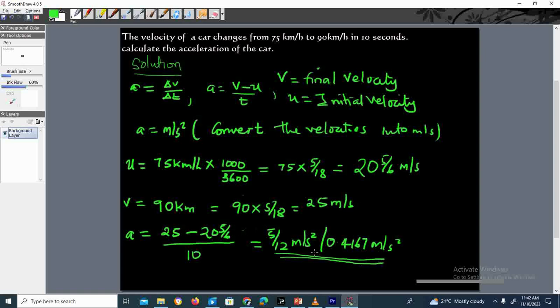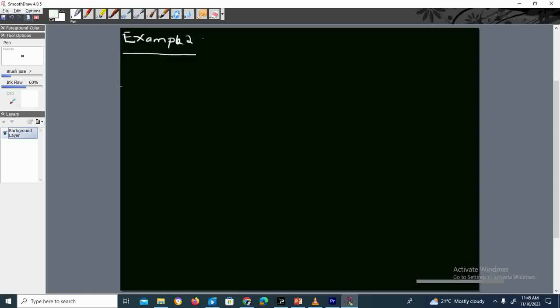Sometimes the velocity decreases, like in the case of a car applying brakes. Maybe it was at 20 meters per second, and now it decelerates or reduces its speed until it stops at 0 meters per second. So in this case, we get a negative acceleration. Let's look at an example by just inverting.